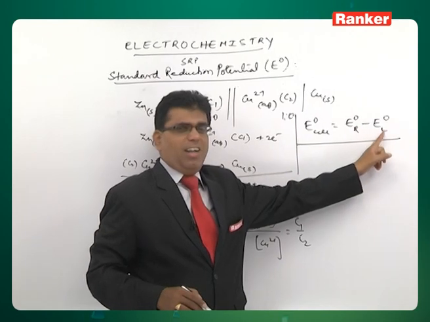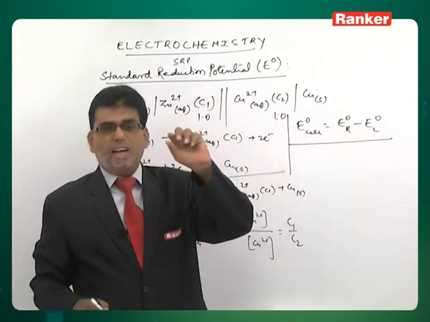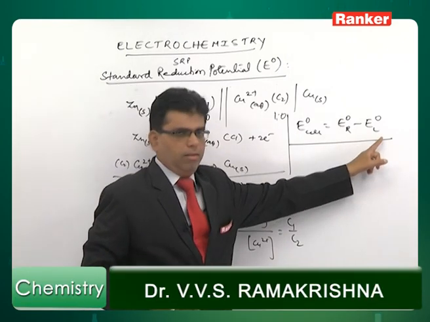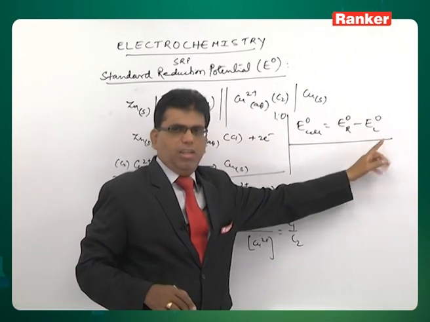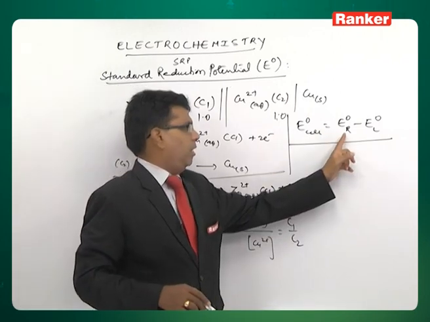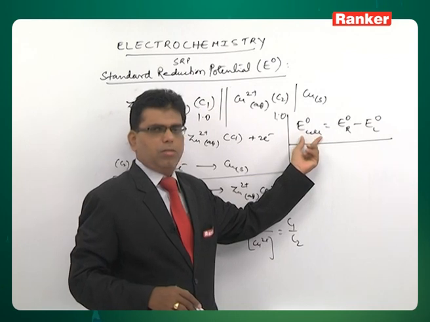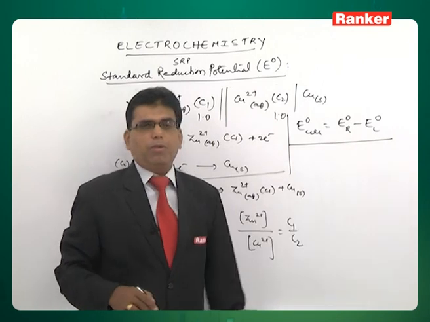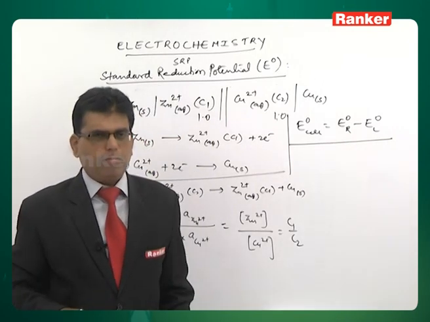So finally what you are able to measure is the standard potential difference between the two half cells R and L, that is right and left, or reduction and oxidation, either way you can read it. But finally what you are able to measure is the potential difference. But what are the absolute values? For that, what you require is the potential of any one of the half cells to be exactly known.